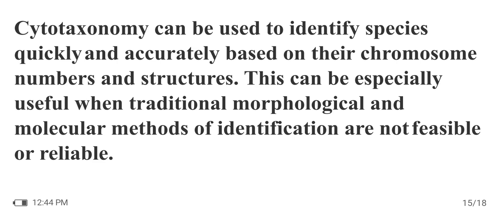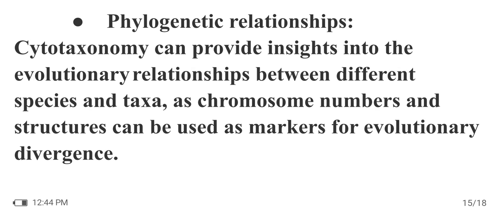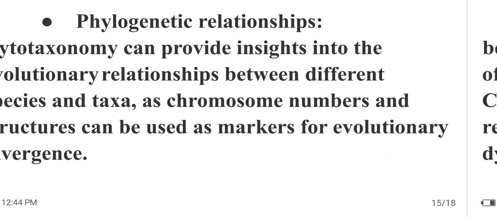This can be especially useful when traditional morphological and molecular methods of identification are not feasible or reliable. Then phylogenetic relationships. Cytotaxonomy can provide insights into the evolutionary relationship between different species and taxa, as chromosome number and structure can be used as a marker for evolutionary divergence.